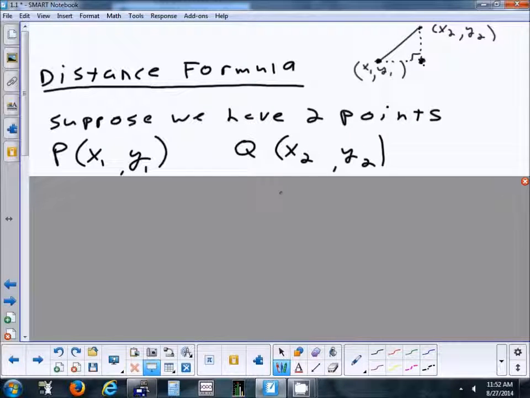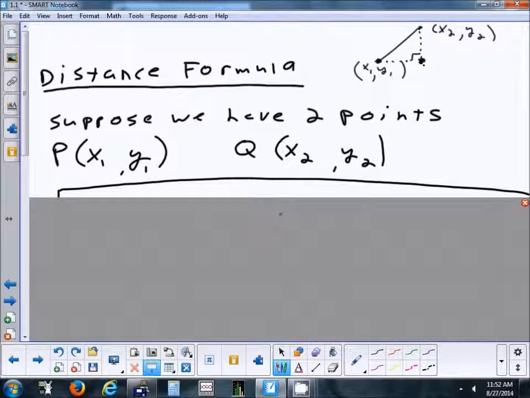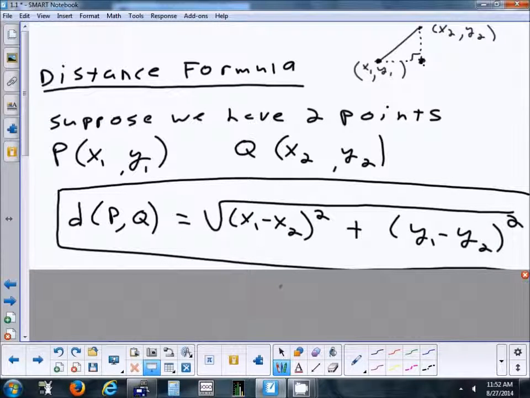It's the Pythagorean theorem finding the length of this side, x2 minus x1, or x1 minus x2. It doesn't really matter because you're going to square it. Squaring it gets rid of the negative. Okay? And same for the height. You find the height, y2 minus y1, or y1 minus y2. You square it, and you add them up and take the square root. Okay, so that's your distance formula.